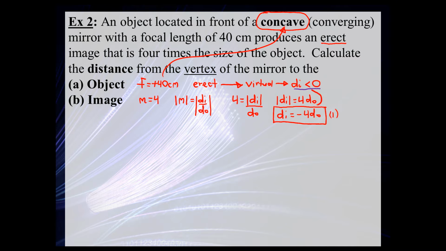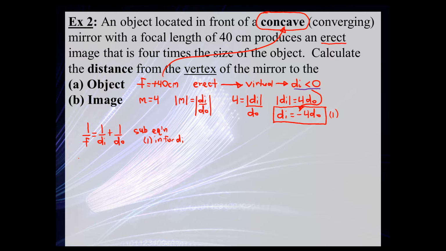Okay, so I made use of this right here. When I drop the magnitude sign on the DI, I had to account for what direction DI is. It's going to be a negative number because the image is erect, which means it is virtual. Okay, let's write down our equation: 1 over f is equal to 1 over di plus 1 over do. I'm going to take equation 1 and sub it in for di.